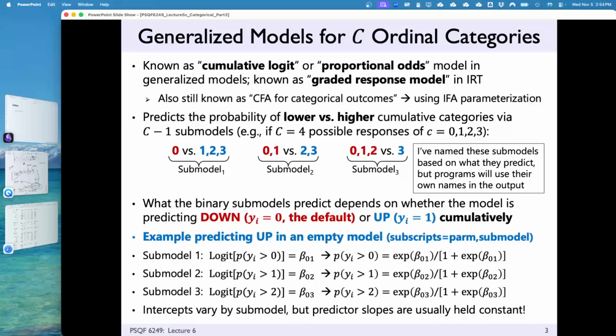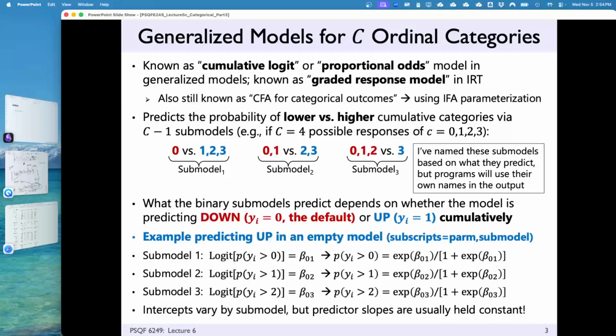Okay? So far, so good? So here, the other part of it is in the model itself. If we were to build an empty model to this, something without a predictor, each one of these submodels will have an intercept. Those intercepts will also be ordered in reverse order of the categories.